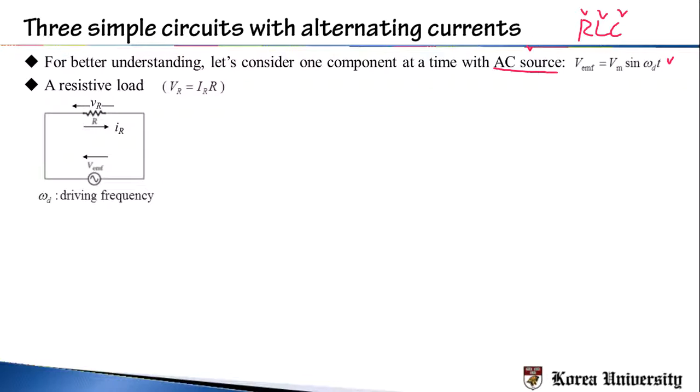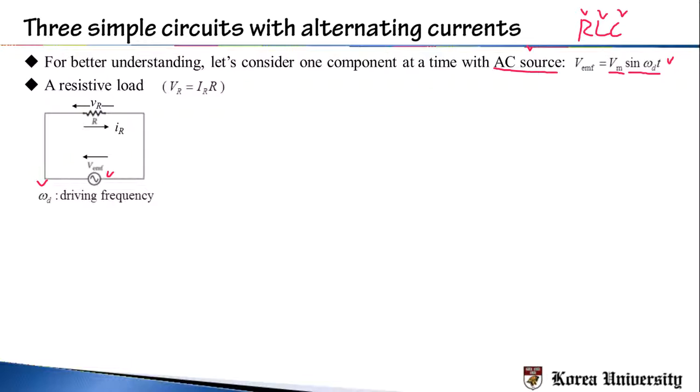Okay. So we have an AC source which looks like this in the symbol, and it has the potential amplitude Vm, and then this potential changes like a sine function, and the driving frequency of this source we call omega d. Okay, so our task is finding out what will be the current in the resistor.